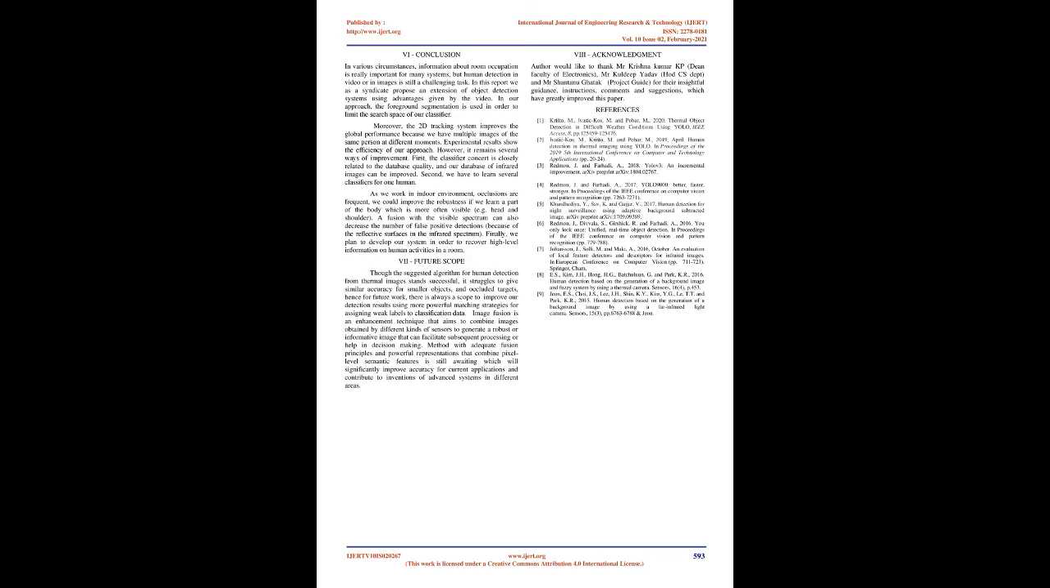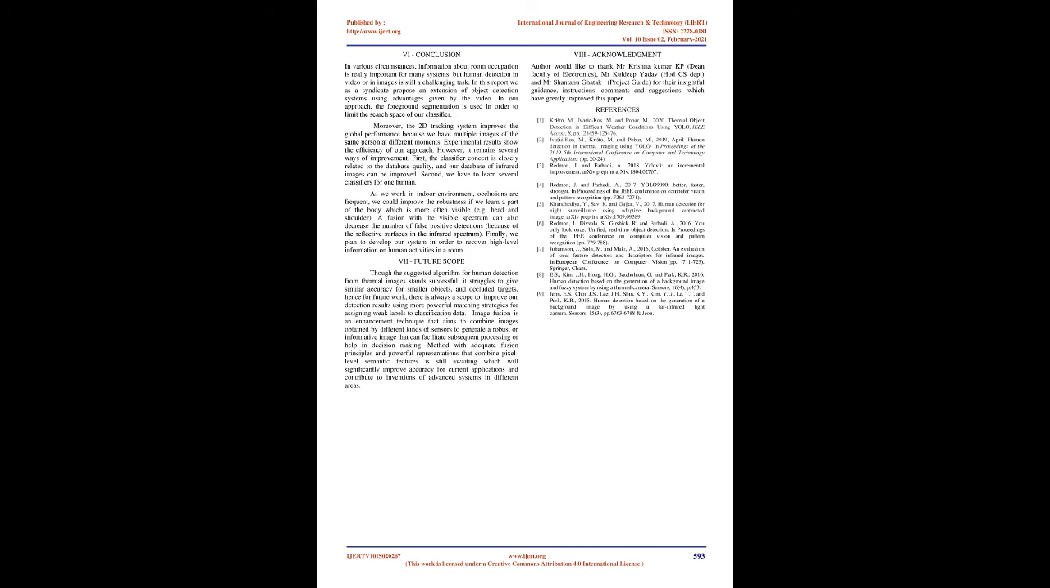Conclusion. In various circumstances, information about room occupation is really important for many systems, but human detection in video or in images is still a challenging task. In this report we, as a syndicate, propose an extension of object detection systems using advantages given by the video. In our approach, the foreground segmentation is used in order to limit the search space of our classifier. Moreover, the 2D tracking system improves the global performance because we have multiple images of the same person at different moments. Experimental results show the efficiency of our approach.